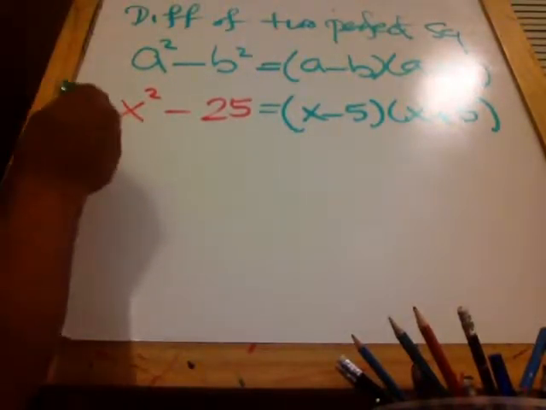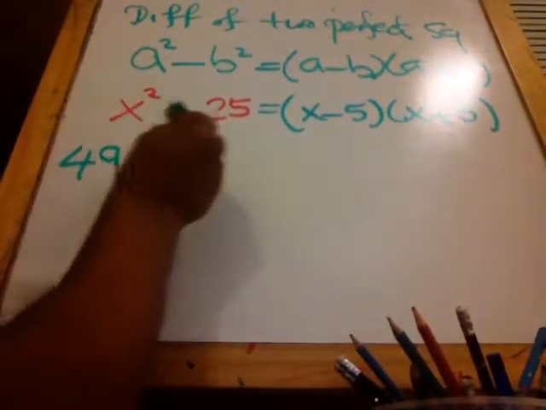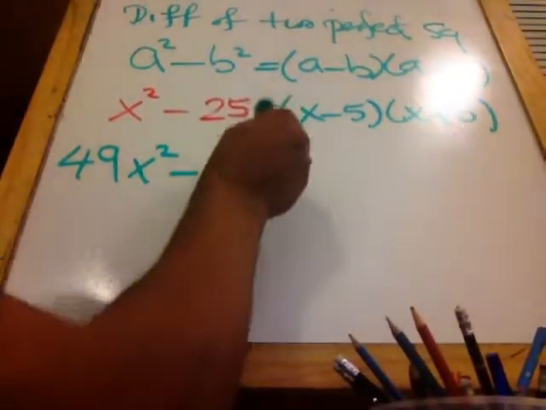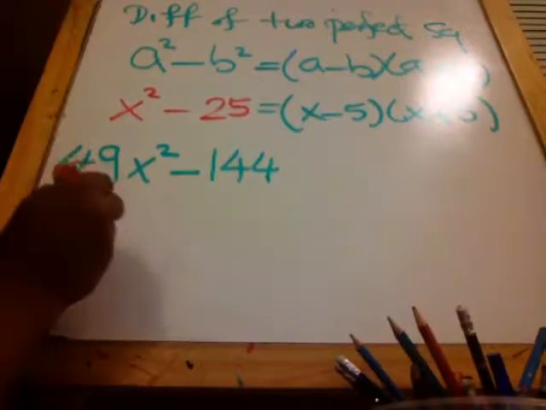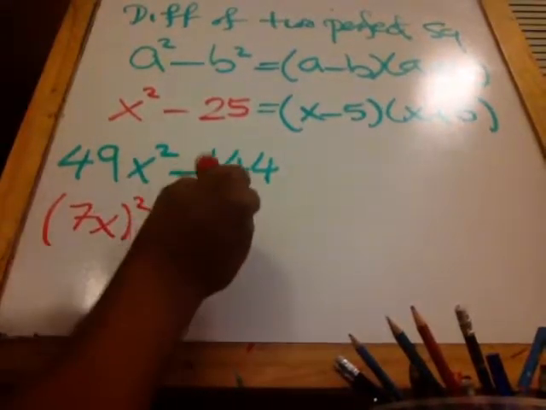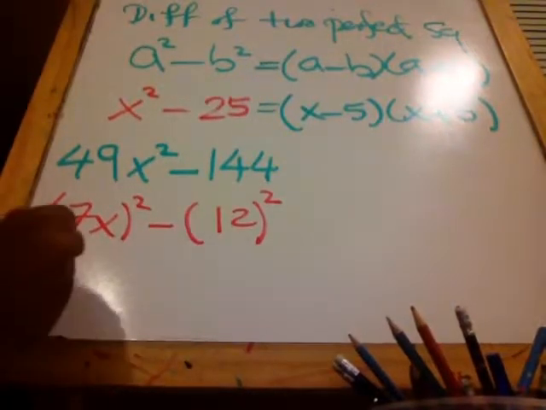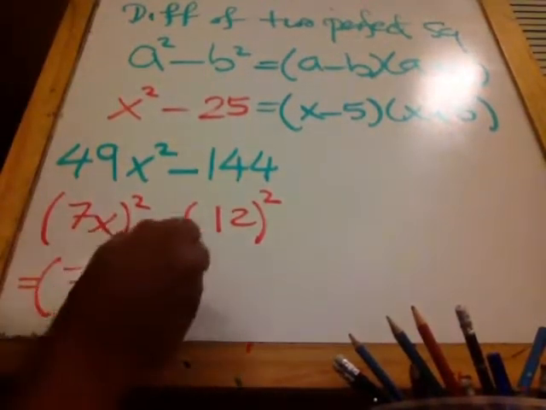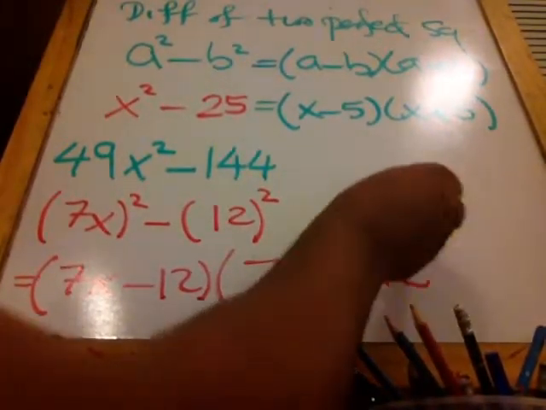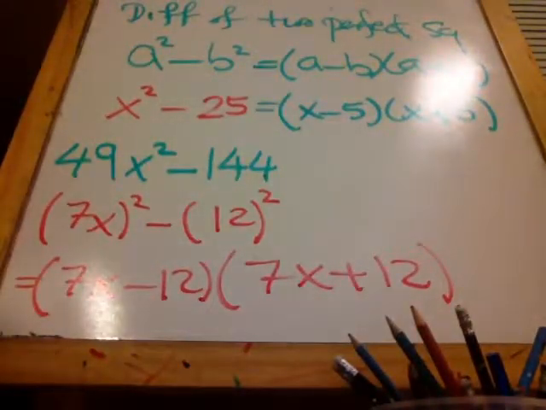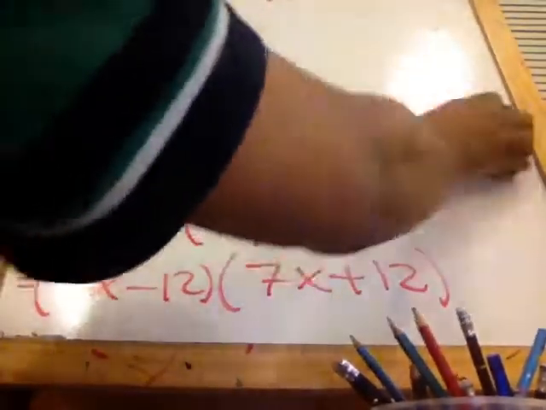Okay, we could have also another example, which is 49x squared minus 144. Okay, the first term is 7x whole squared, and the second one is 12 squared. Okay, this will go to 7x minus 12 times 7x plus 12. So this is what we call factoring the difference of two perfect squares.